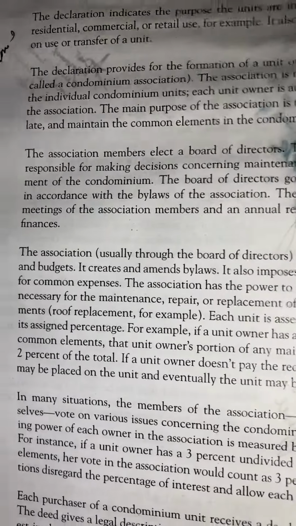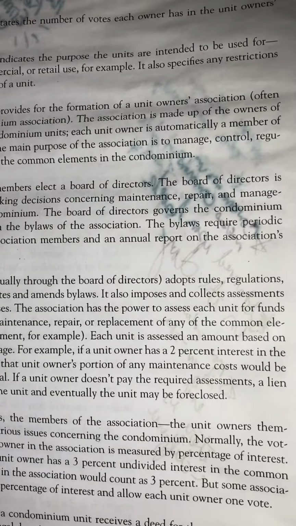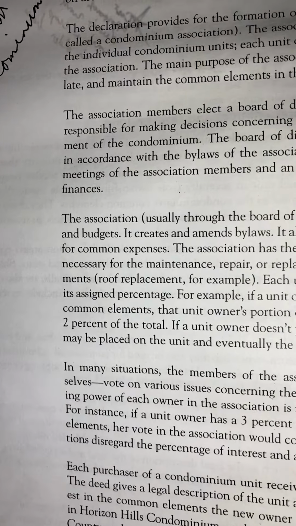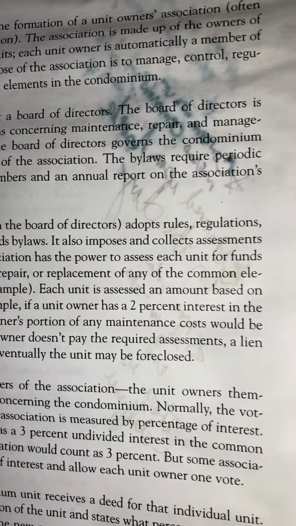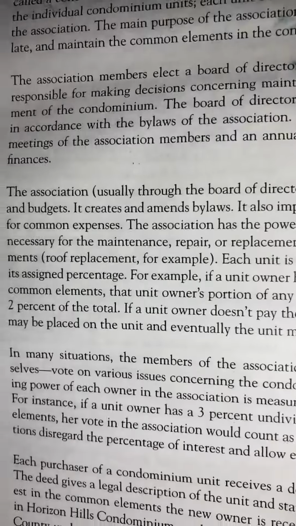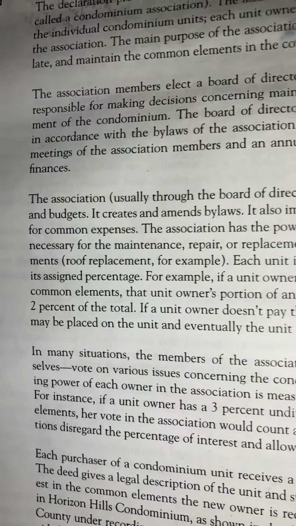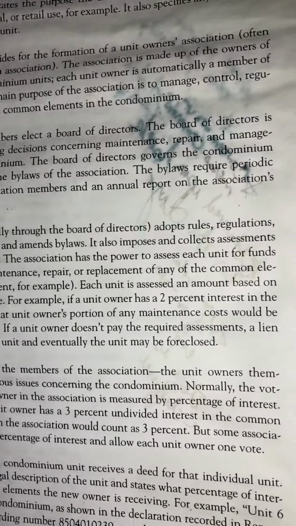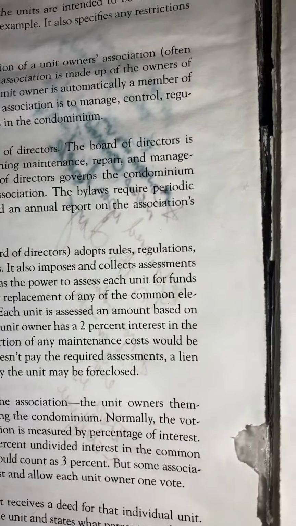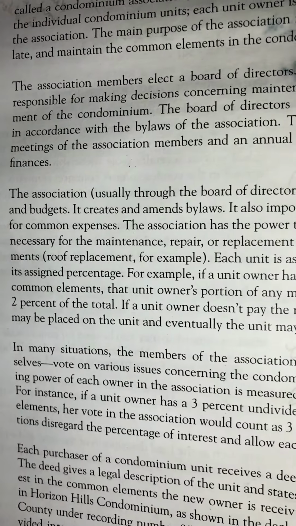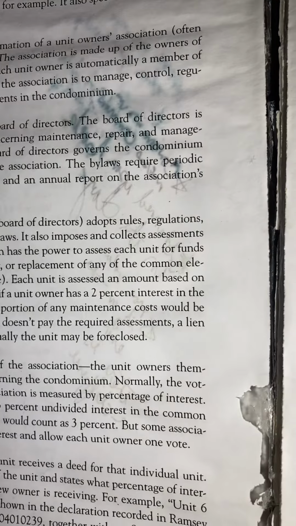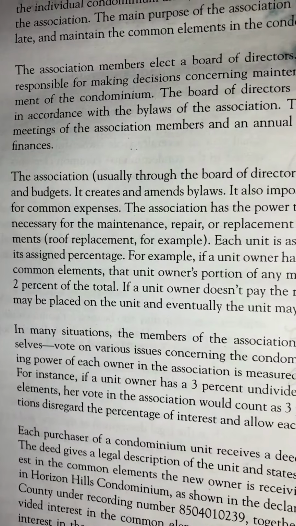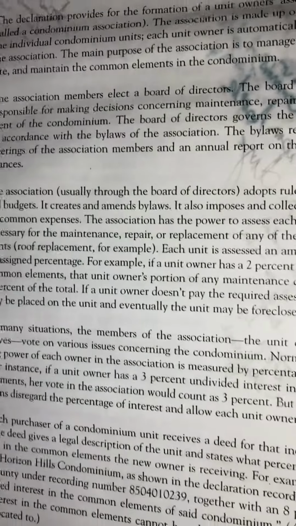The association, usually through the board of directors, adopts rules, regulations, and budgets. It creates and amends bylaws. It also imposes and collects assessments for common expenses. The association has the power to assess each unit for funds necessary for the maintenance, repair, or replacement of any of the common elements. For instance, roof replacement, for example.